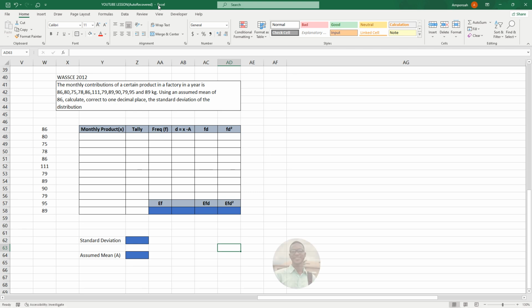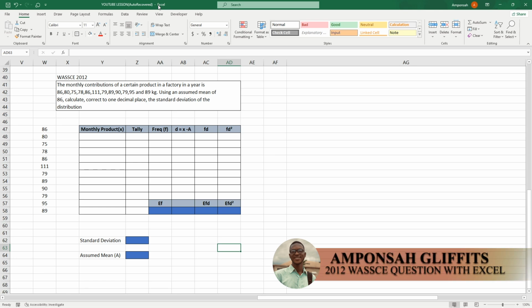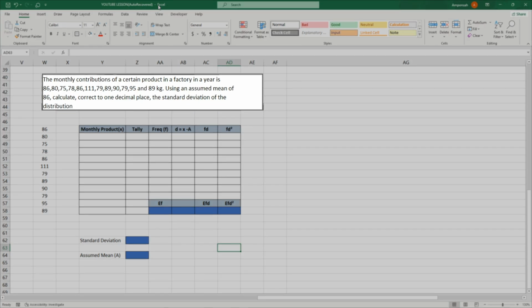This is the 2012 WASSCE question. This is actually an elective maths question, and it's also a statistics question. The question says the monthly production of a certain product in a factory in a year is 86, 80, 75, 78, 86, 111, 79, 89, 90, 79, 95, and 89 kilograms. Using an assumed mean of 86, calculate, correct to one decimal place, the standard deviation of the distribution.